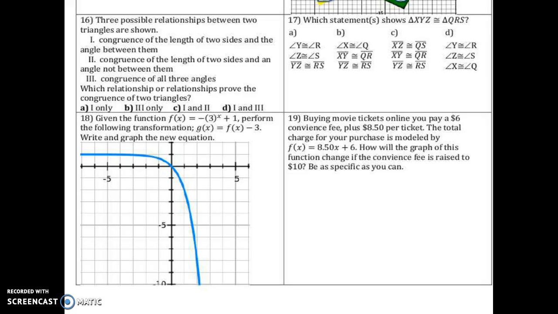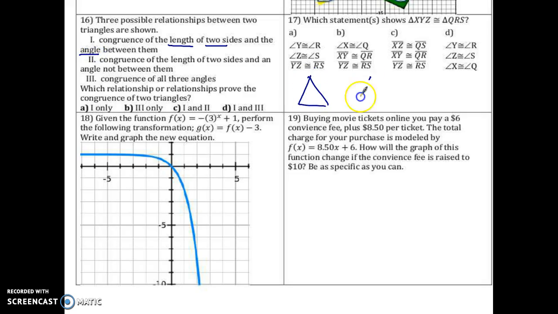Congruence of the length of 2 sides and the angle between them. Congruence between the length of 2 sides and an angle not between them. Congruence of all 3 angles. Which relationship or relationships prove congruence of 2 triangles? So congruence, the length of 2 sides and the angle in between.